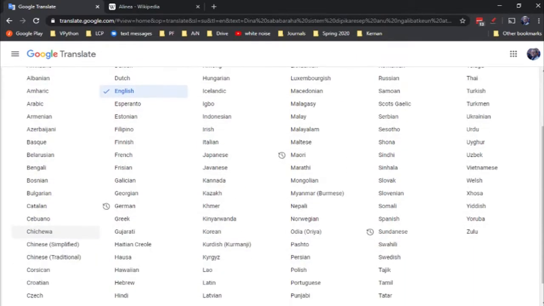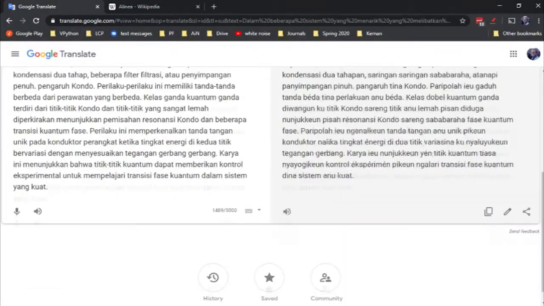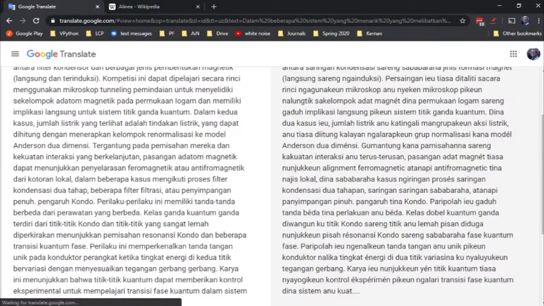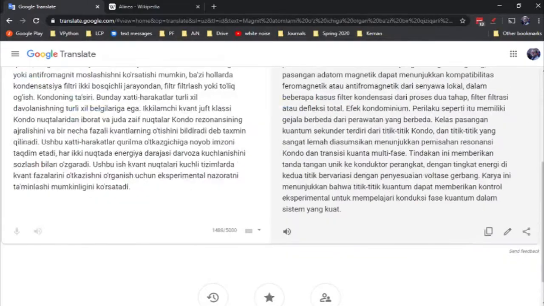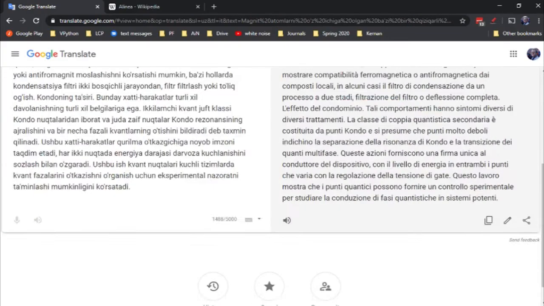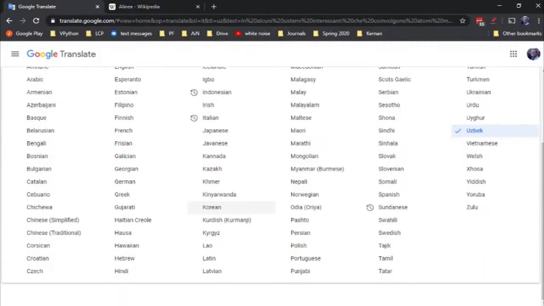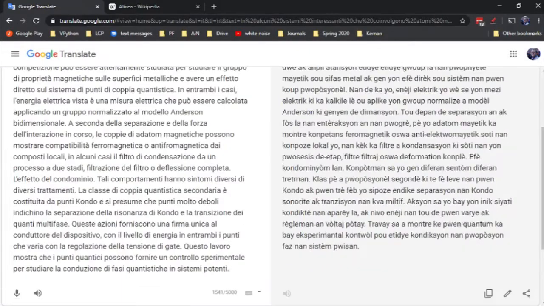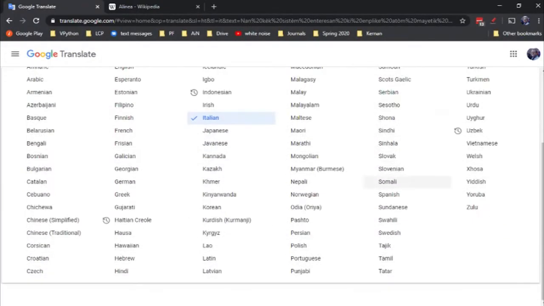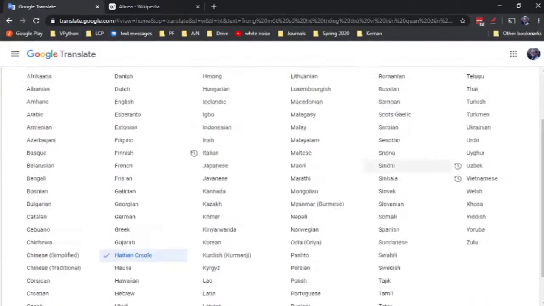Let's see, we just did Sudanese. Okay, let's do Indonesian. There we go. All right, go from Indonesian to Uzbek. Very good. Now Uzbek to Italian. Very good. And we'll go from Italian to Haitian Creole. All right, we'll go from Haitian Creole to Vietnamese. Go from Vietnamese to, let's go Yoruba.